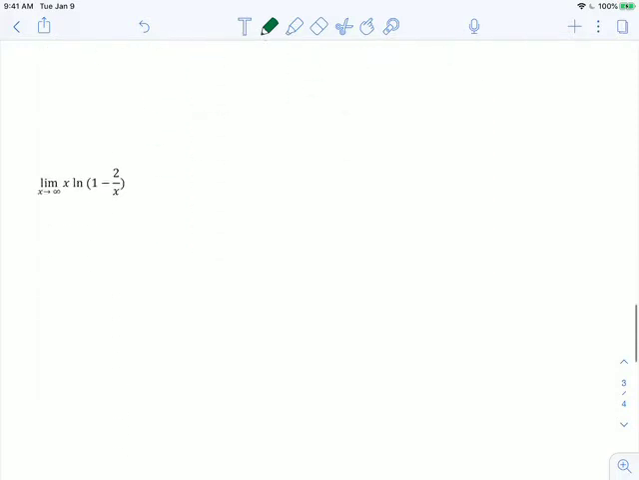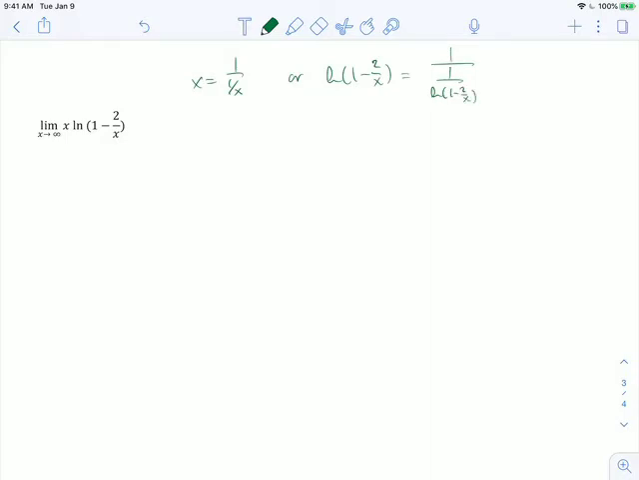Another example is the limit as x goes to infinity of x times the natural log of 1 minus 2 over x. And so I've got an option here. I can rewrite either x as 1 over 1 over x, or I can write natural log of 1 minus 2 over x as 1 over natural log of 1 minus 2 over x. Well, I think this one is going to be the easier way to go, assuming that we have an infinity times 0 form. So let's check that out.